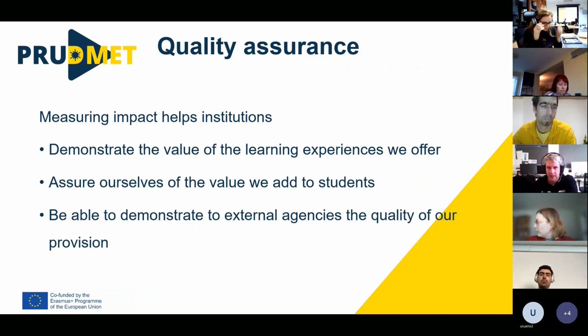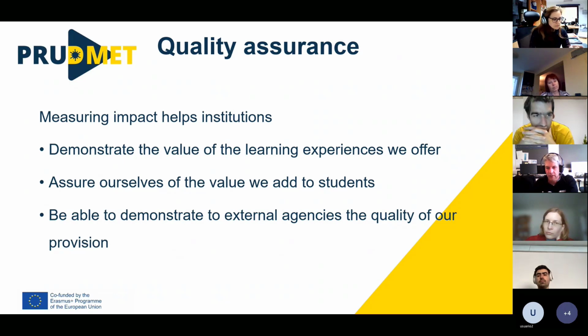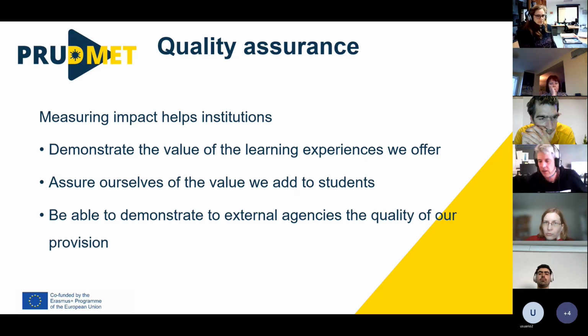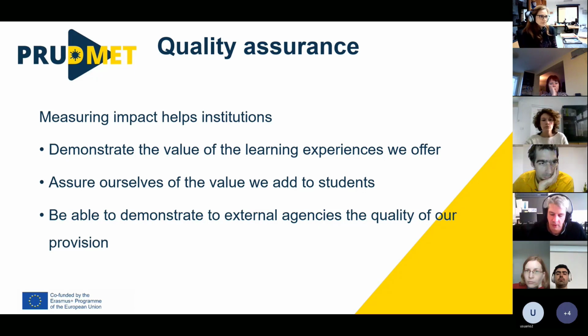Third of all, there's this issue of quality assurance. All of our institutions have to, in some way, prove to others that we are adding value through the teaching and learning that we give. So first of all, it's about making sure that we as tutors know what difference we make, but also more as an institution, we can demonstrate that value to our institutions, but also externally as well. External agencies will be interested in how we know whether we make a difference or not.